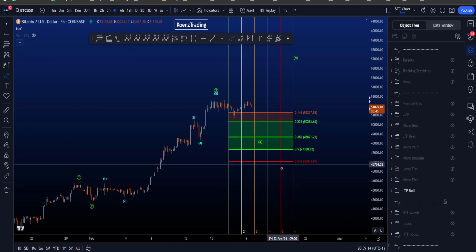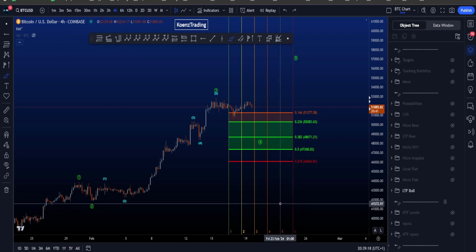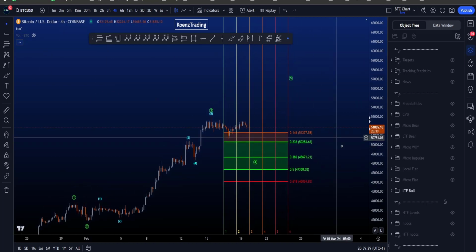What we don't really like to see is this wave 4 continuing to range until the 5 fib time over here, which then lowers the probabilities for this to be a wave 4. The 5 fib time is sitting on Friday, the 23rd of February at 1 a.m. in the morning, Central European time.